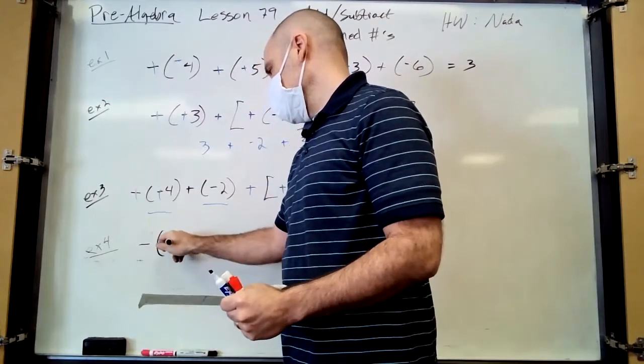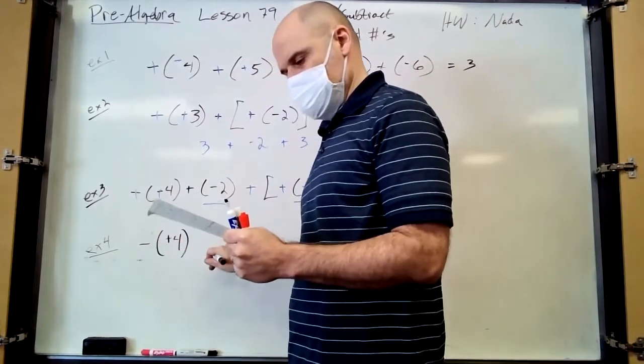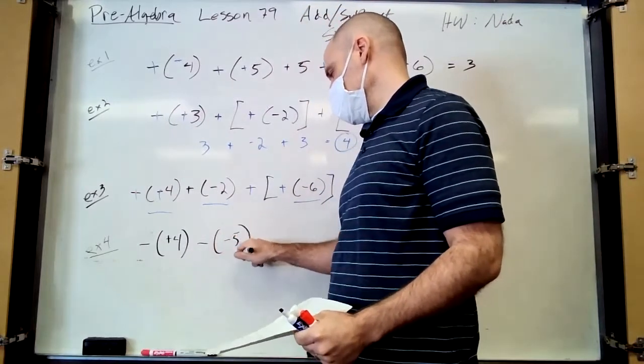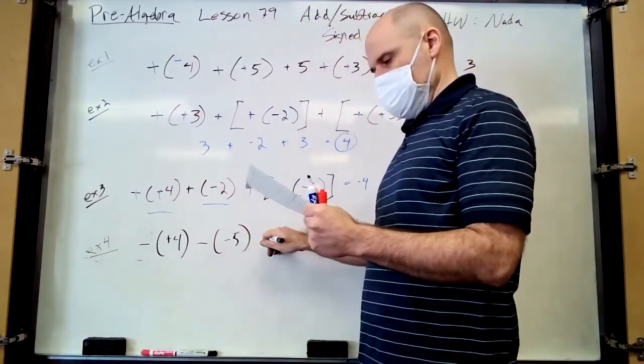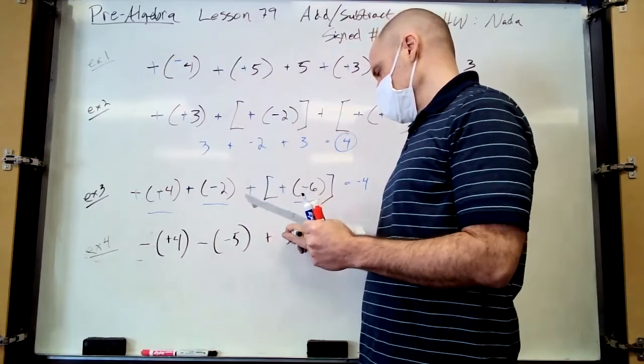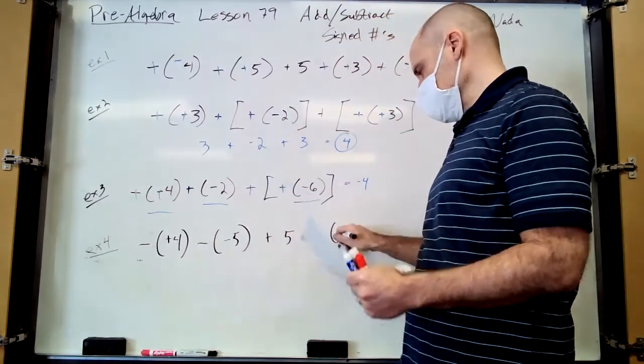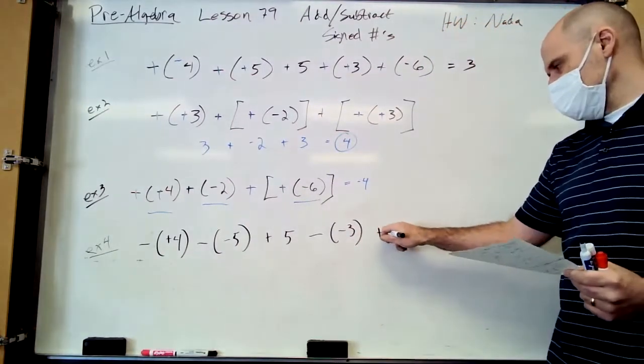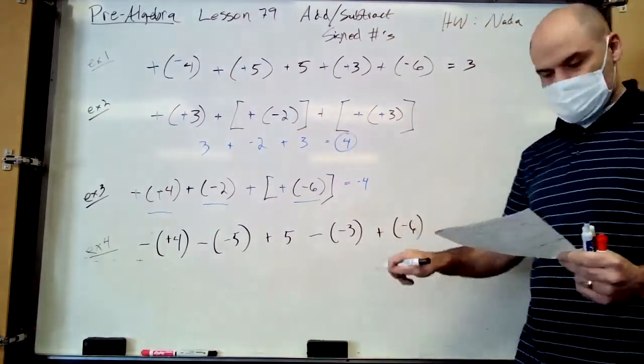Positive 4 minus negative 5 plus 5 minus negative 3. Go. No, sorry. Plus negative 6. Go.